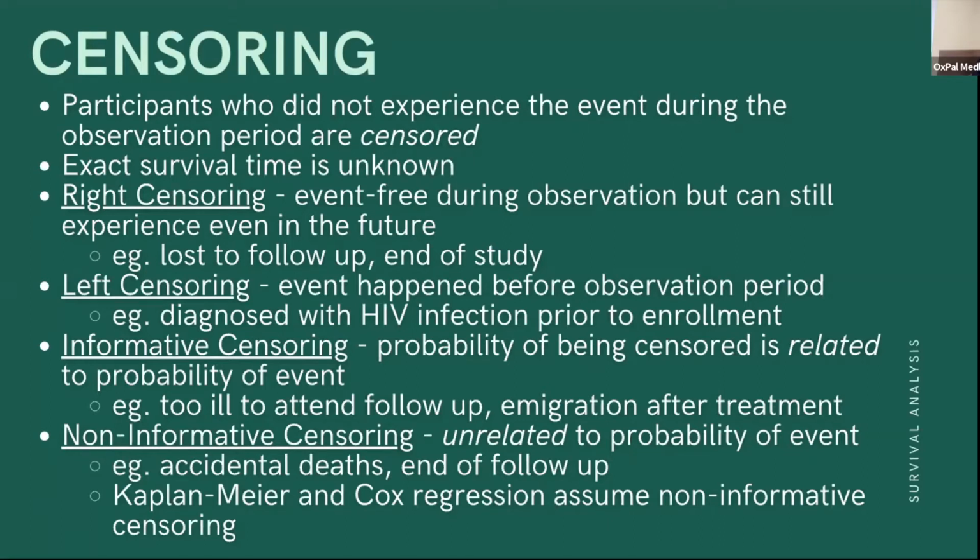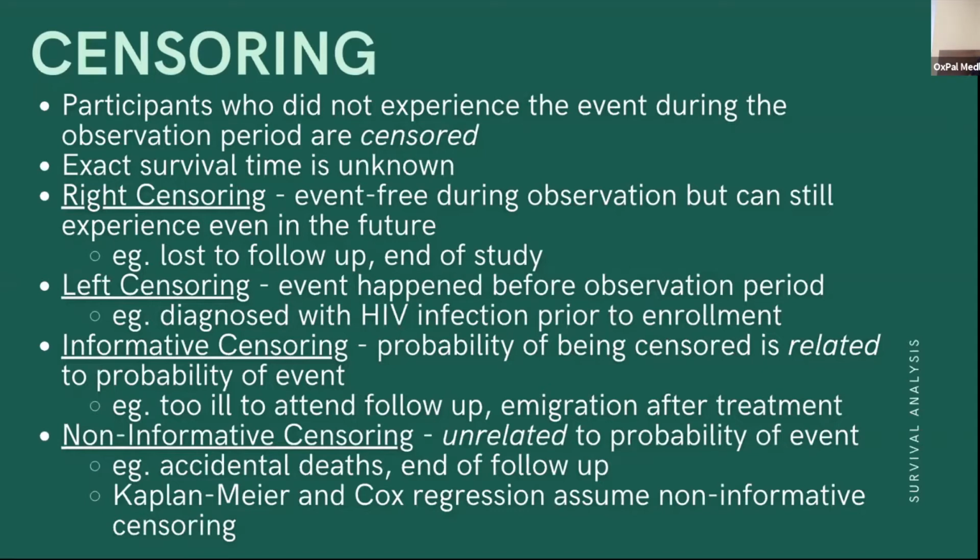An example is a patient dies, your outcome is death, your event is death, but the patient dies accidentally, not related to the disease that you're studying. So that is non-informative censoring. Or if the patient completes the observation period of the study, that's also non-informative censoring. So you censor them, but they ended just because the study ended. So that is called non-informative censoring.